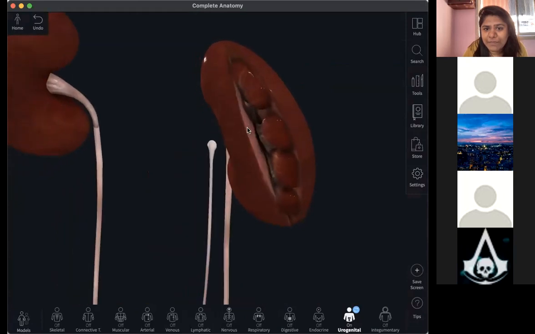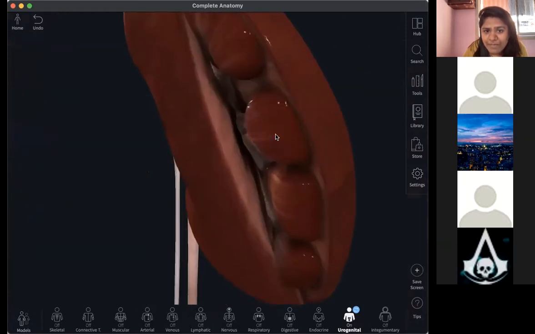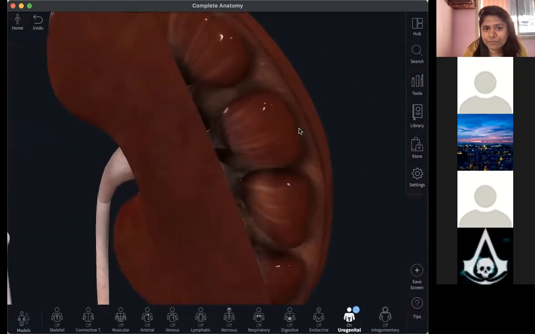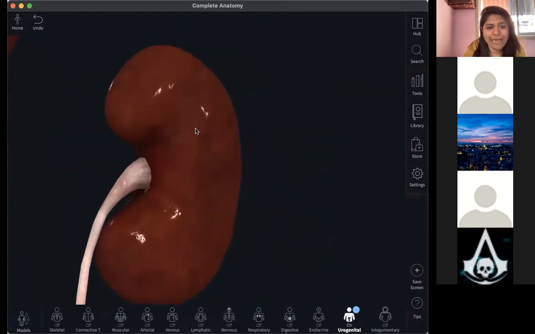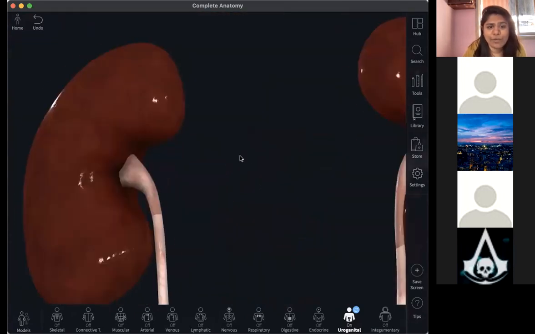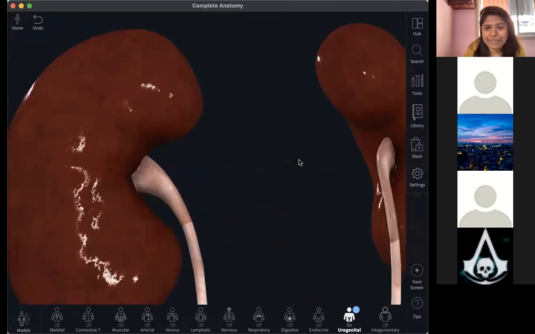Can you see these pyramidal structures over here? Is it visible? They are called medulla or medullary pyramids, right? And the rest of the portion over here is called the cortex. This is the tube that is going to collect the urine, which is going to be made in these kidneys.